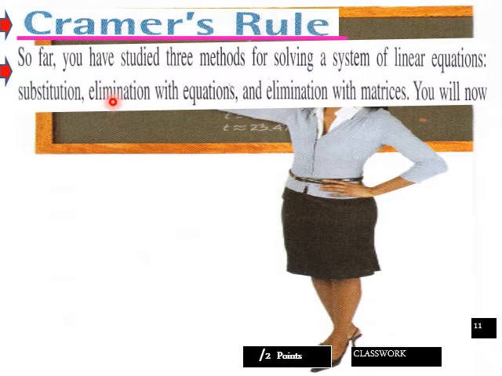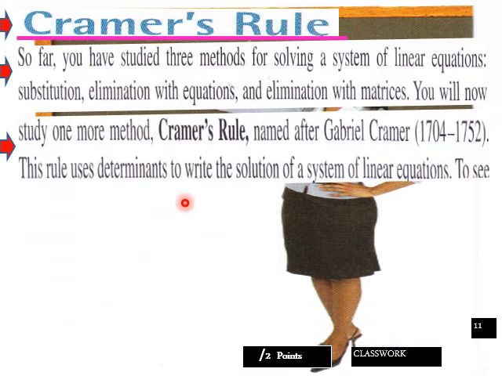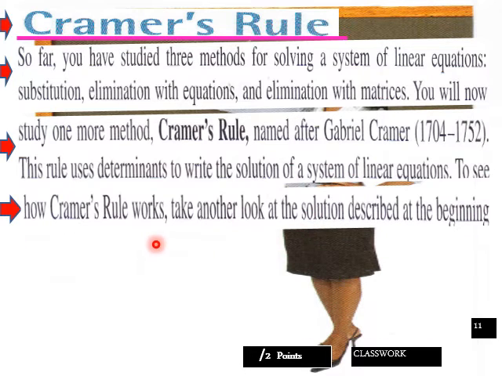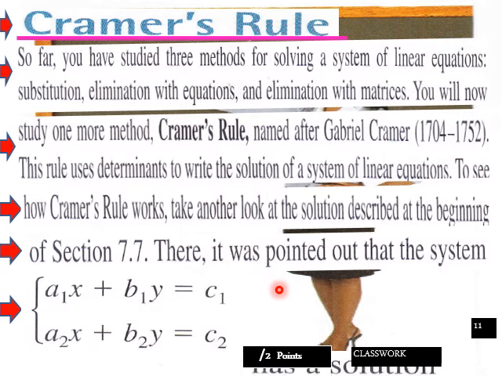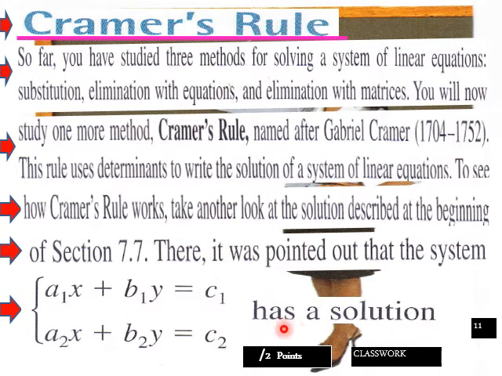Cramer's rule. So far you've studied 3 methods of solving a system of linear equations. That is, substitution, elimination with equations, and elimination with matrices. You will now study one more method, Cramer's rule, named after Gabriel Cramer, 1704-1752. This rule uses determinants to write the solution of a system of linear equations. To see how Cramer's rule works, take another look at the solution described at the beginning of section 7.7. There it was pointed out that this system here has a solution.